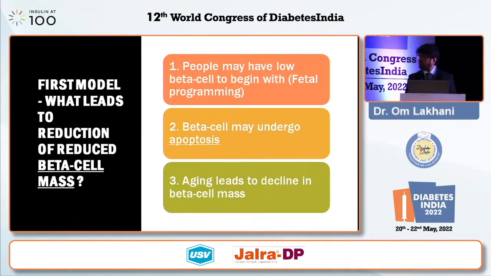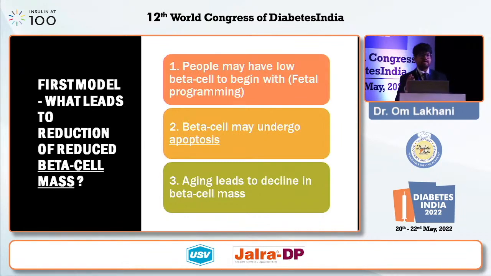So the first model we talked about is the reduction in beta cell mass, and what are the reasons for that? If you go back right to the beginning, there are a lot of people who say that people, especially Indians, have low beta cell mass to begin with. That is fetal programming, Barker's hypothesis, Dr. Yajnik's work.